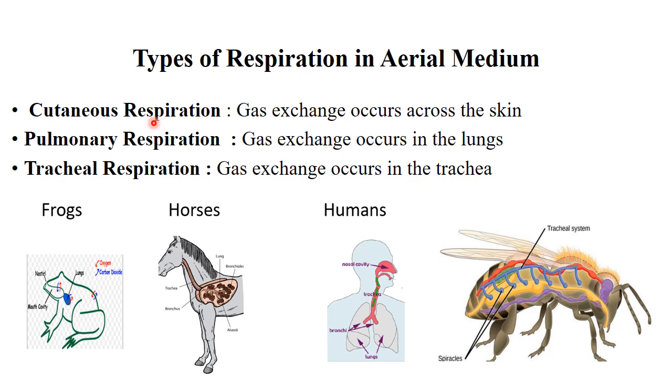In case of cutaneous respiration, gas exchange occurs across the skin. This means that oxygen is absorbed across the skin and also carbon dioxide is released across the skin. The pulmonary respiration, this type of respiration occurs in the lungs. For example, humans and horses depend on the pulmonary respiration. What about the tracheal respiration? From its name, trachea. Gas exchange occurs in the trachea. This type of respiration occurs only in insects.